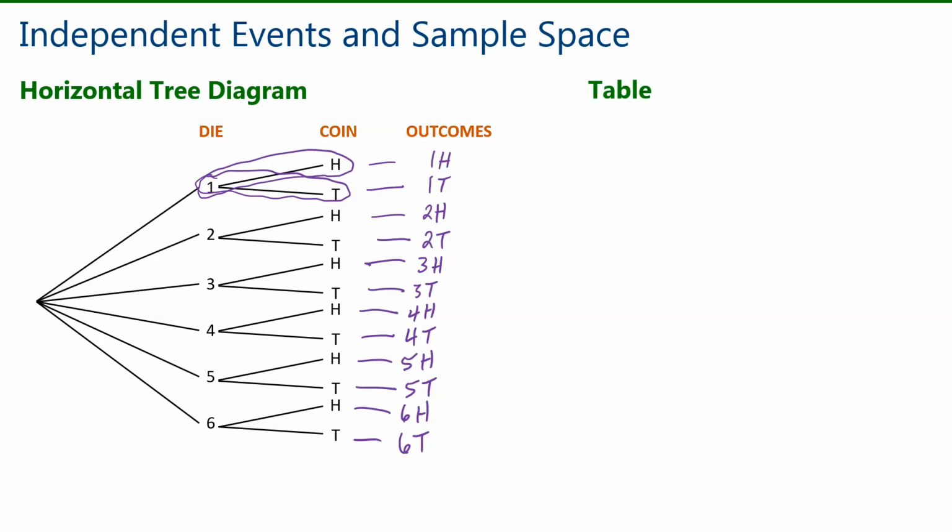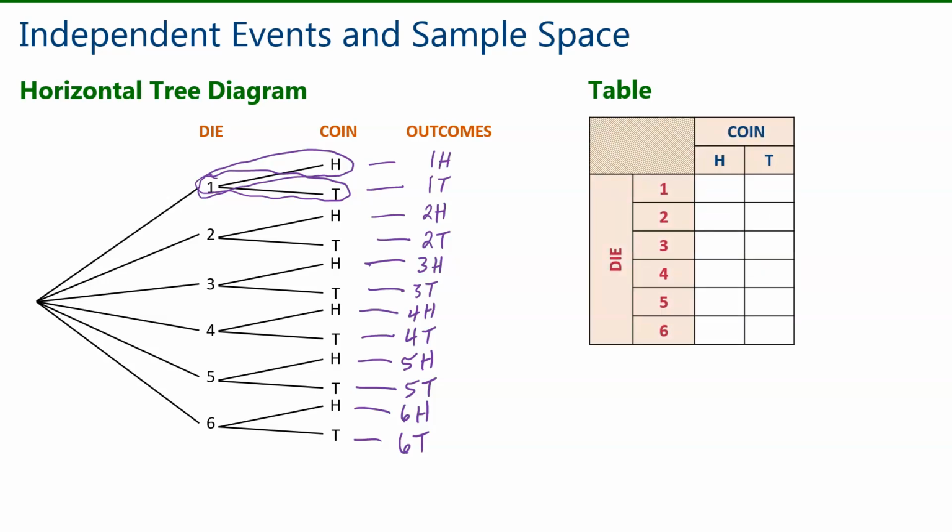The third visual we will consider is the table. And in my table, I have put the coin possibilities at the top and the die possibilities on the left-hand side.